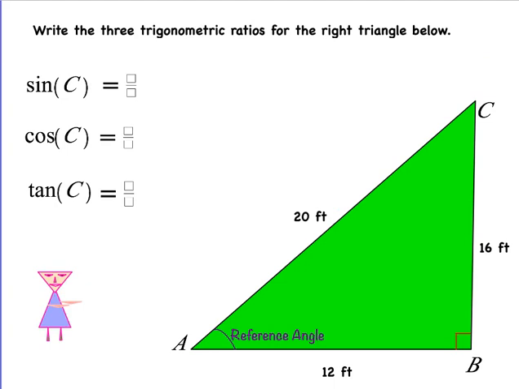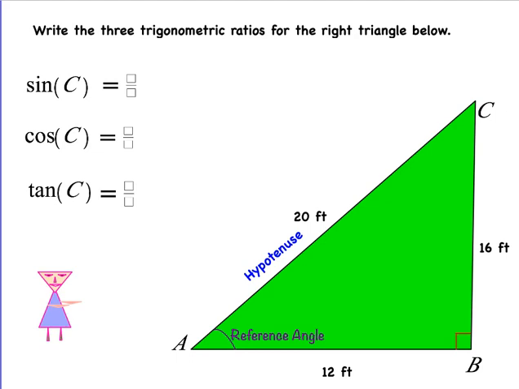Okay, so let's look at an example. We have a triangle ABC with the following measurements. Side AB is 12 feet, side BC is 16 feet, side AC is 20 feet. Which one is the hypotenuse? Well, the hypotenuse is the side that measures 20 feet. It's the longest side, and it's the one across the 90-degree angle.